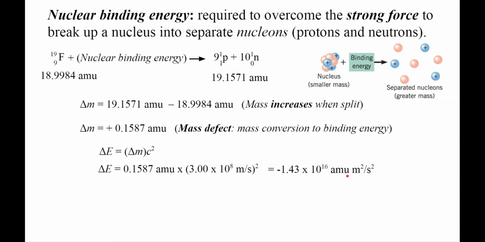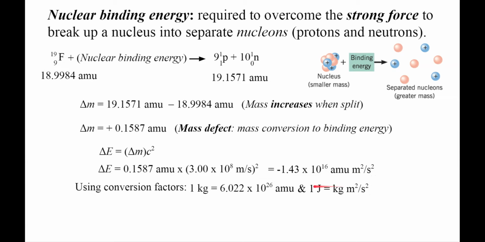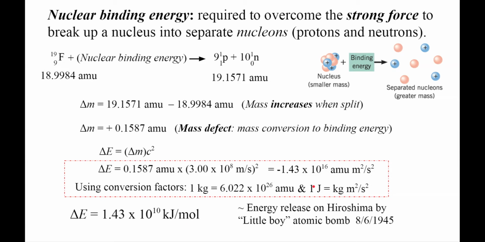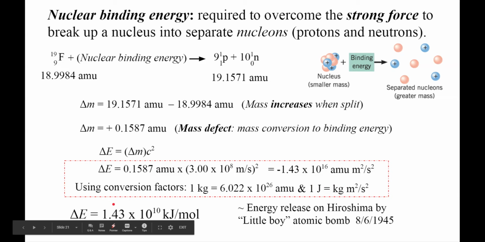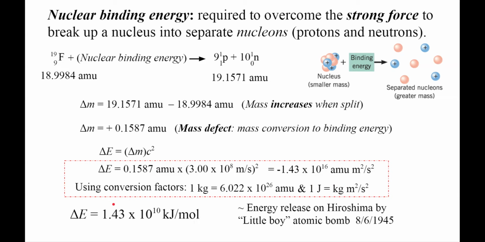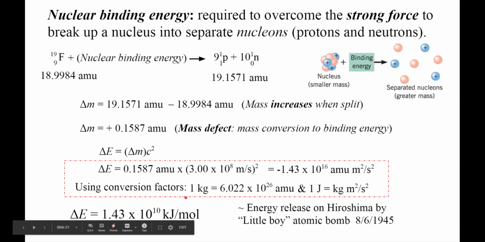Now, these units probably don't mean much to you, so let's throw some conversion factors at it, and we end up with this. The nuclear binding energy required to break up a single mole of fluorine is 1.4 times 10 to the 10 kilojoules. This is on par with one of the first atomic bombs dropped in World War II. So it takes a lot of energy.